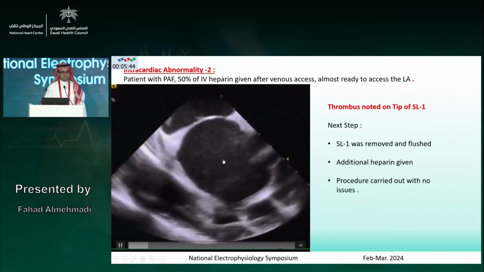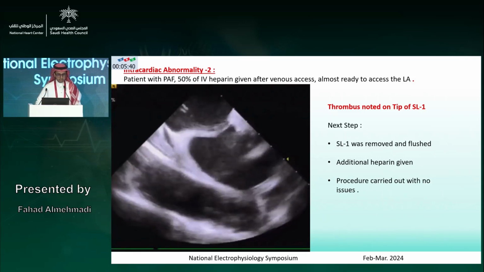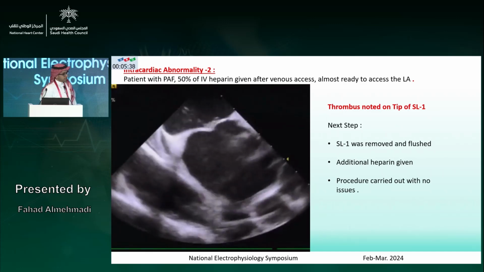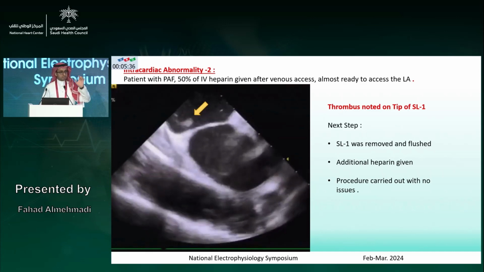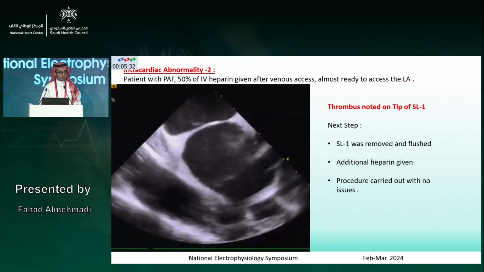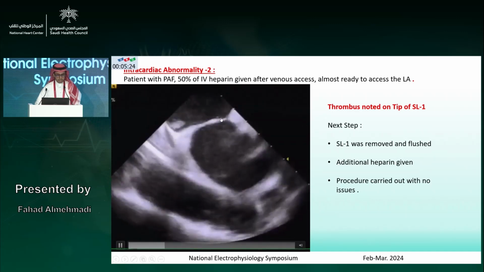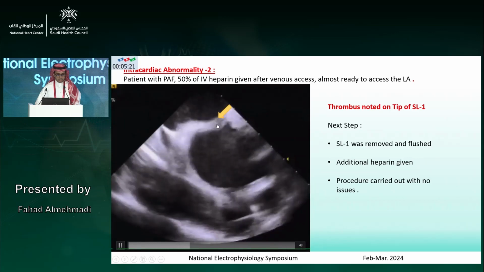So this is a case I was doing, and I was ready to do the transseptal. As I'm dropping the catheter, you can see there is a big thrombus on the tip of my transseptal platform, ready to go into the left atrium. And I just want to play the video again, and you can see the clot at the tip of my catheter here.